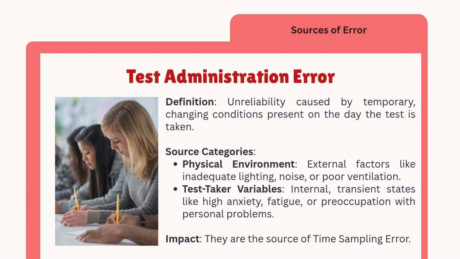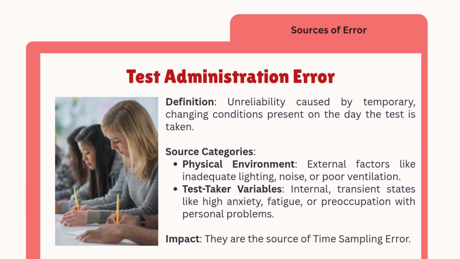The second category of this is test taker variables. So these are temporary internal states of the person taking the test that aren't really related to the trait being measured. So examples of this would be that the student is highly anxious that day, or they are suffering from a bad cold, they didn't get enough sleep, or they're too tired, or they're preoccupied with a personal emotional problem such as having a family issue.